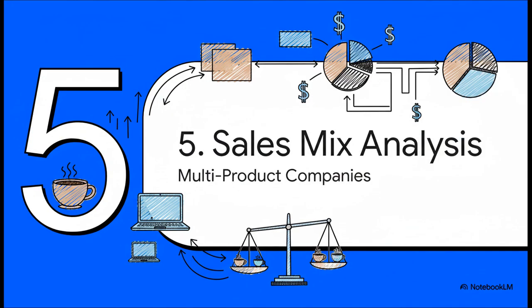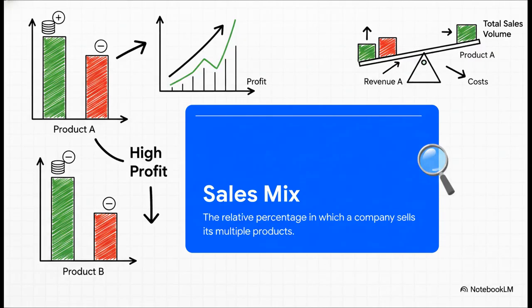Thus far, our analysis has been based on a single product company. However, the vast majority of companies sell multiple products. We will now address this added layer of complexity and see how CVP analysis can be adapted for a multi-product environment. The key concept we must introduce is the sales mix. This is the relative proportion in which a company's products are sold.